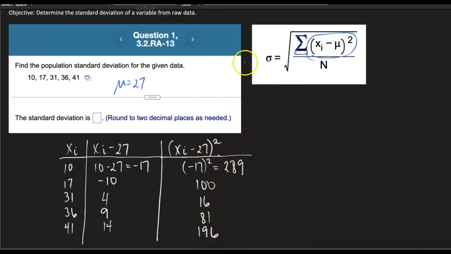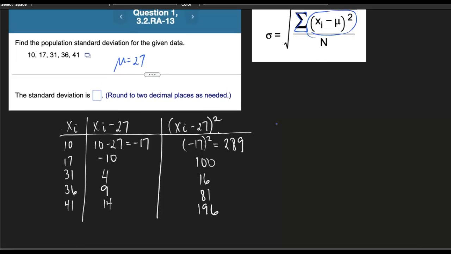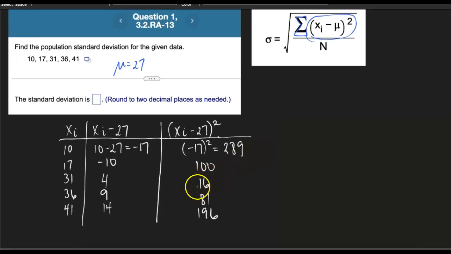So I'm going to move down just a little bit for some space. And let's add up the values in this column. And I got 682. After that, notice that to find the population standard deviation, we would take this 682, that's what we have here in the numerator, and divide by the total number of data in the population, which in this case is 5.